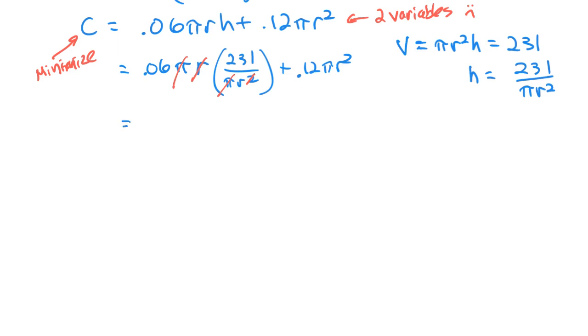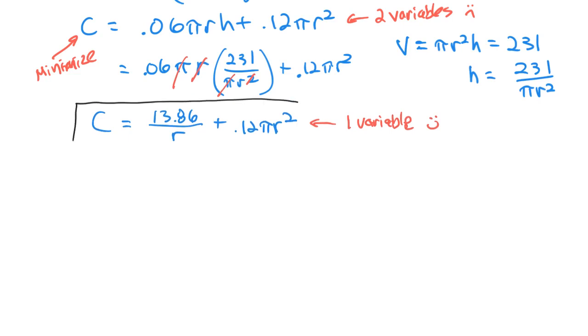And if you use your calculator here, we will get the cost is equal to 13.86 over r plus 0.12 pi r squared. And now we've got what we want. We've got our cost function in terms of one independent variable, just r, and that makes us happy. I'll make a note of this real quick. Here's our cost function. So if we want to minimize the cost, we're going to have to use this function.